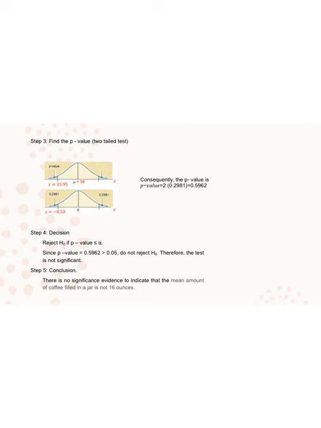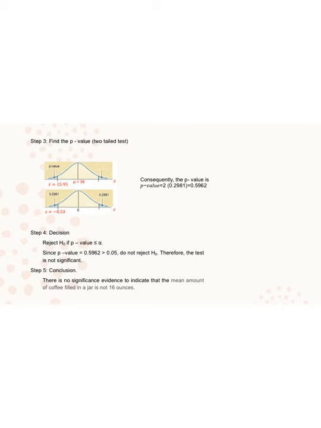But this case is slightly different because this is a two-tailed test. So what you should do is we need to times 2 the probability value that we have. Okay, so 2 times 0.2981, we get 0.5962. So the p-value for this example is 0.5962.